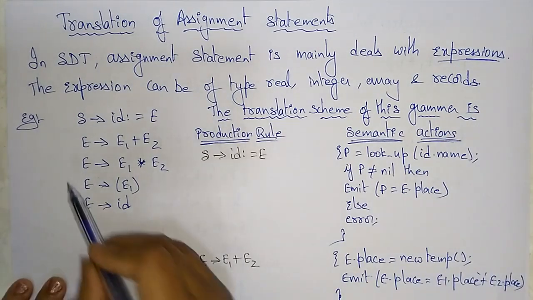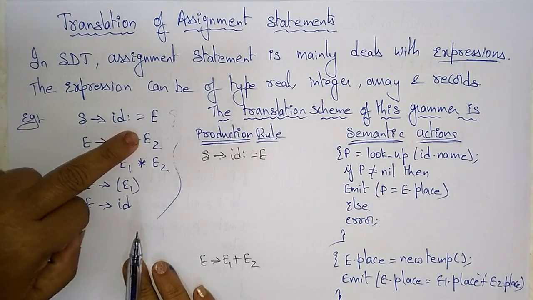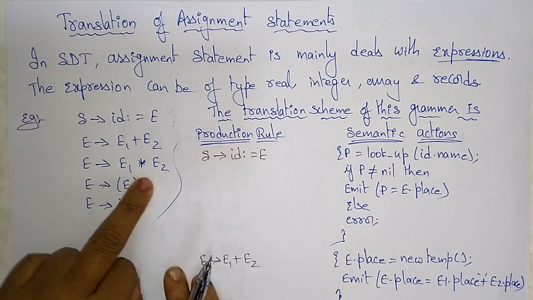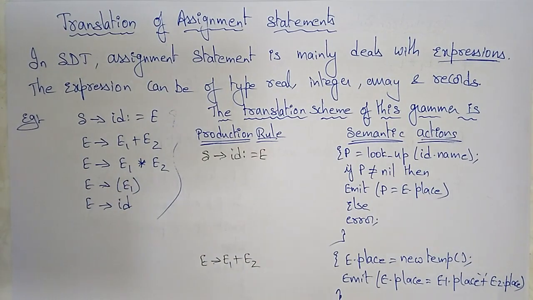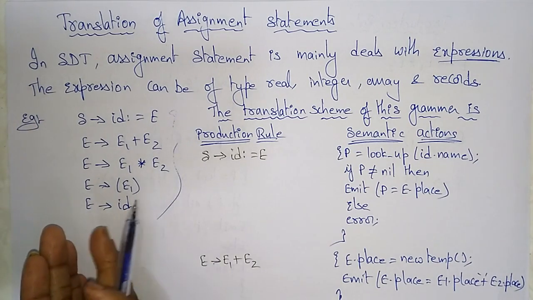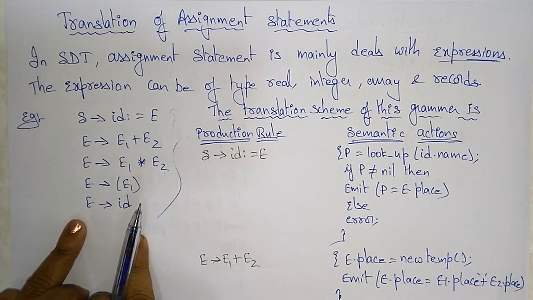Okay, so let's see the grammar. This is the grammar: S determines id equal to E; E determines E1 plus E2; E determines E1 into E2; E determines E1 in parentheses; and E determines id. So this is the grammar. For this grammar, we have to write the translation schema.